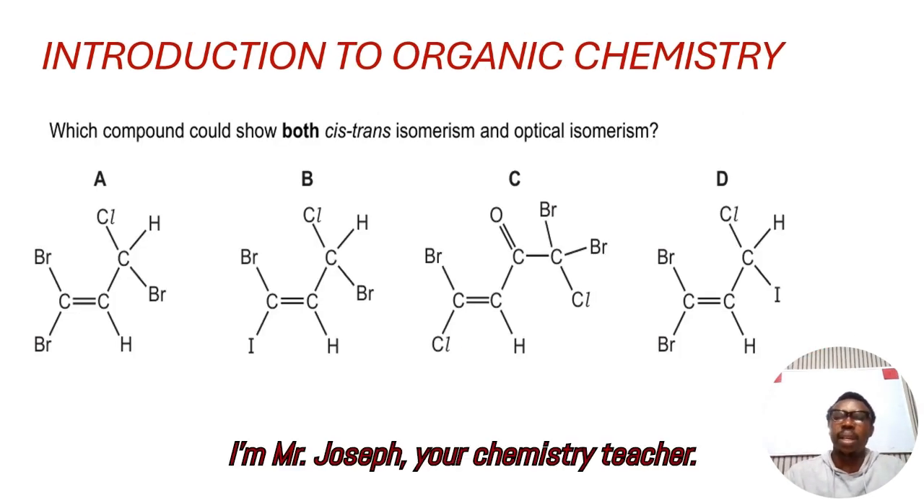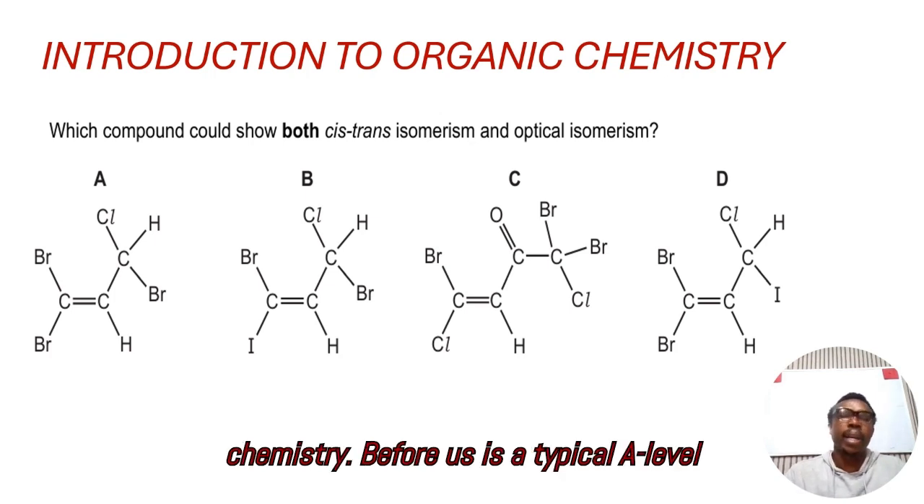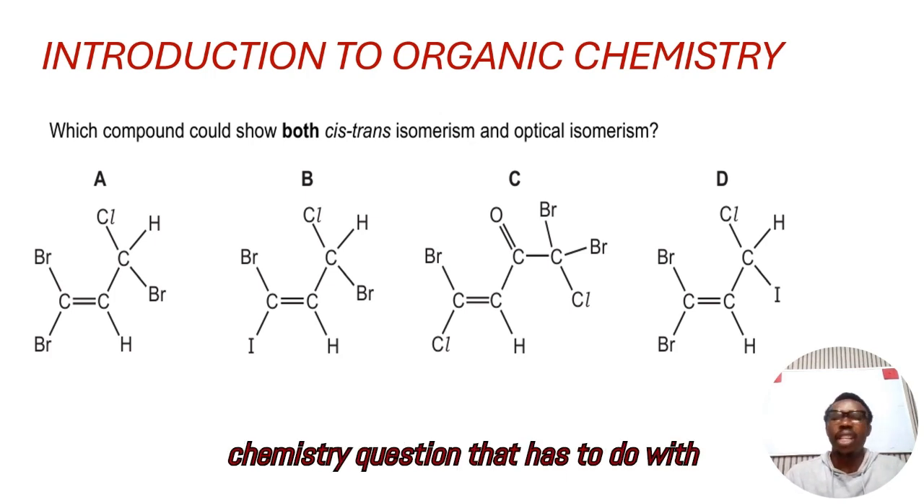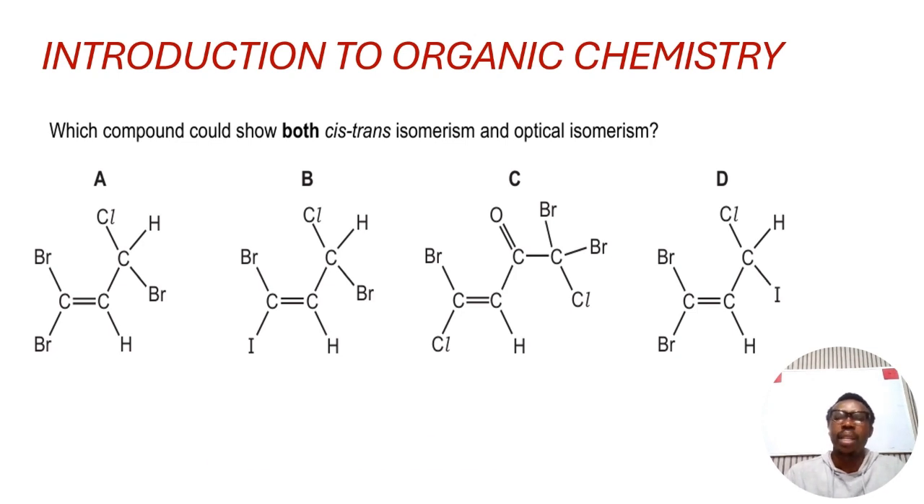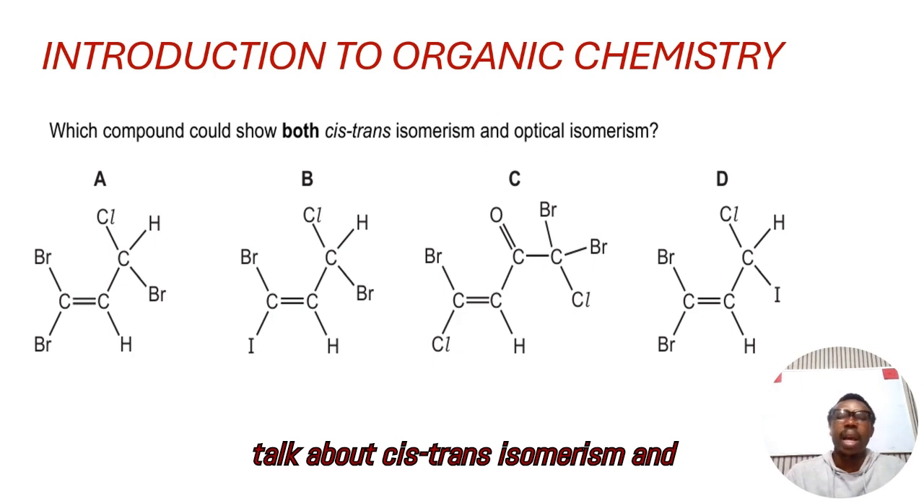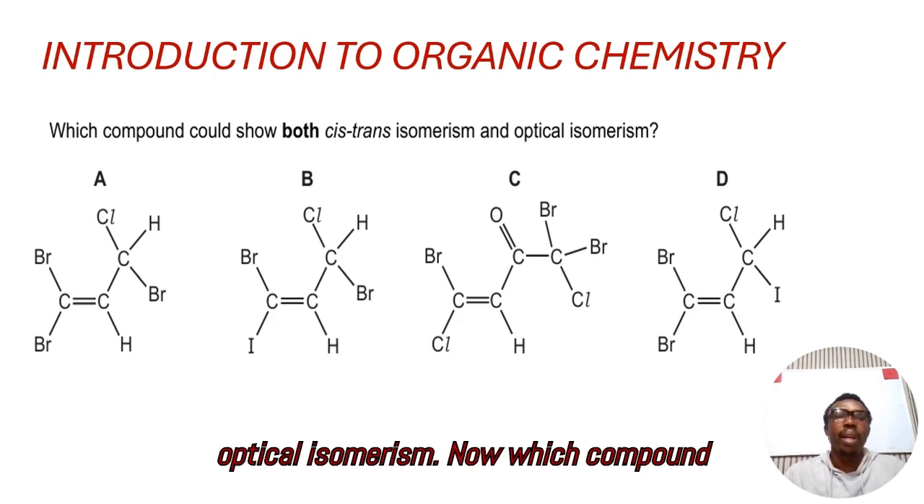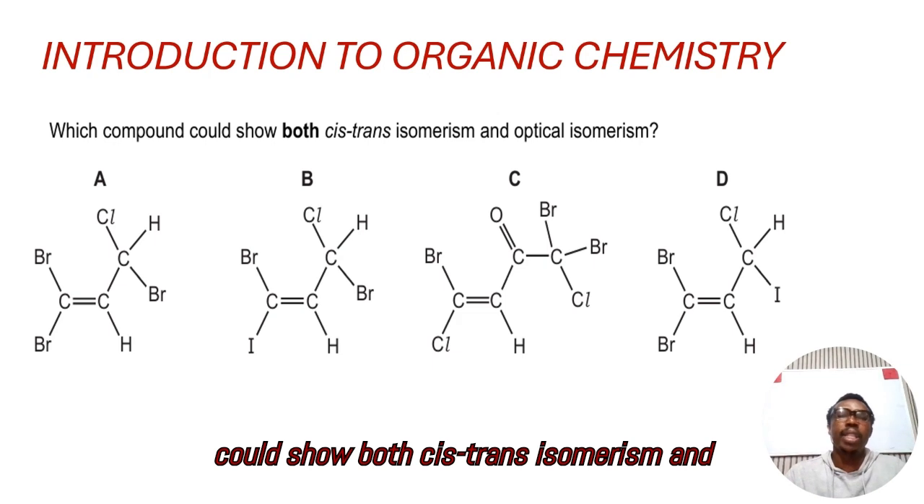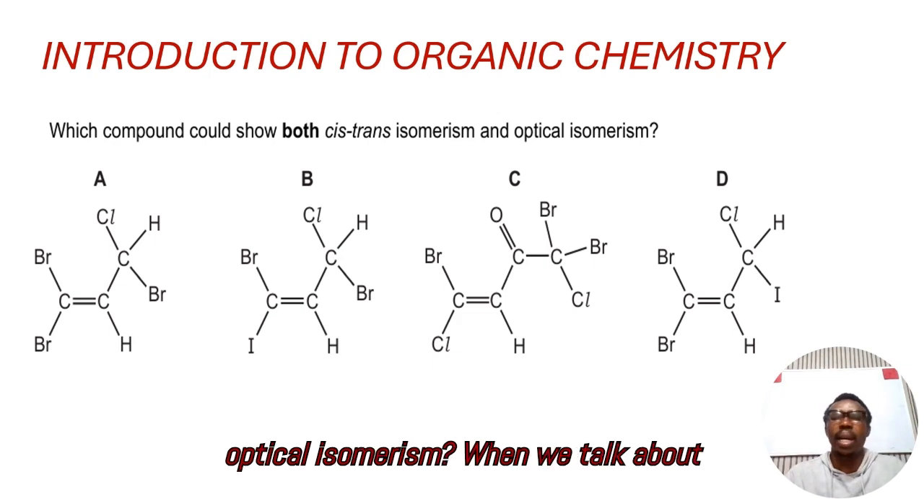Still an introduction to organic chemistry. Before it's a typical A-level chemistry question that has to do with introduction to organic chemistry, stereoisomerism to be specific, where we talk about cis-trans isomerism and optical isomerism. Now, which compound could show both cis-trans isomerism and optical isomerism?